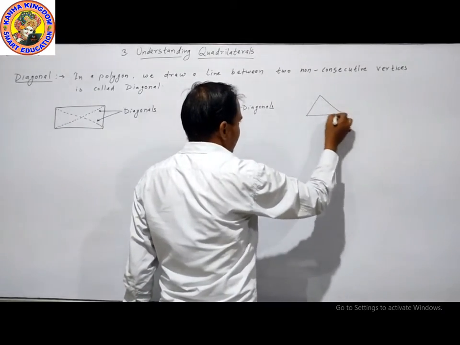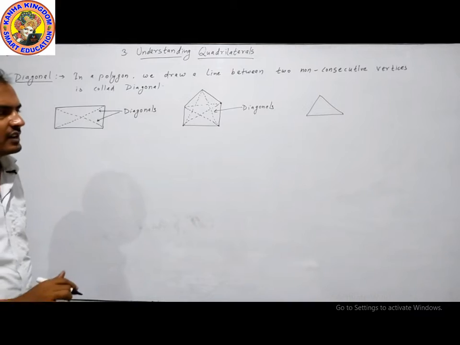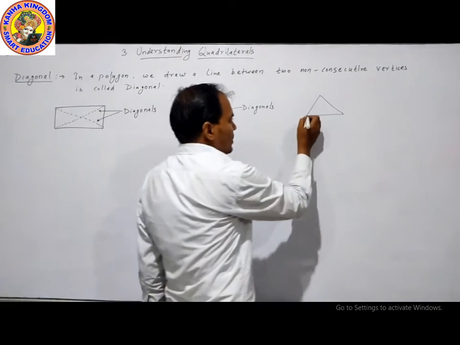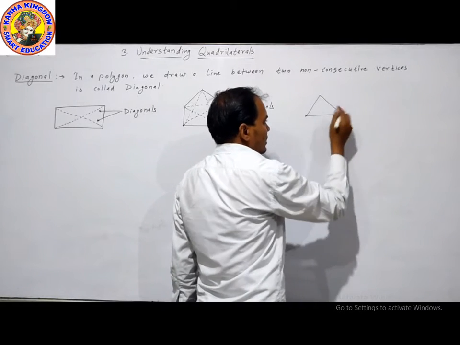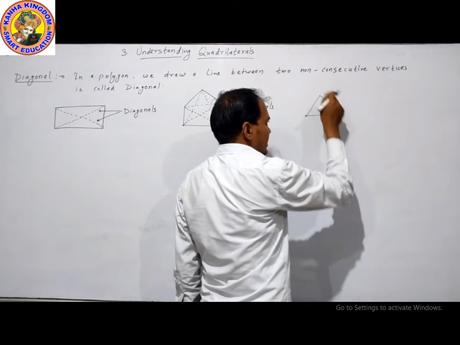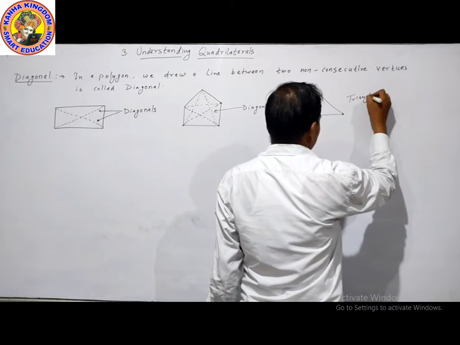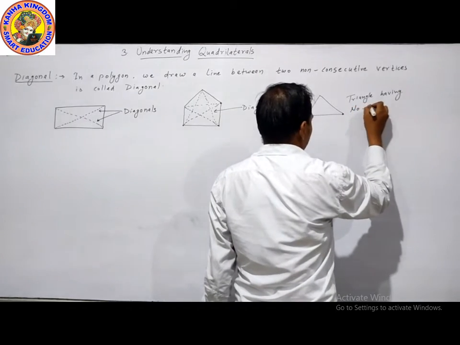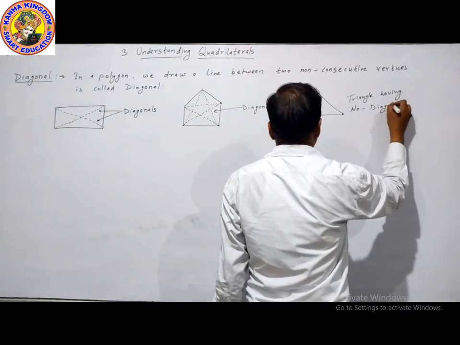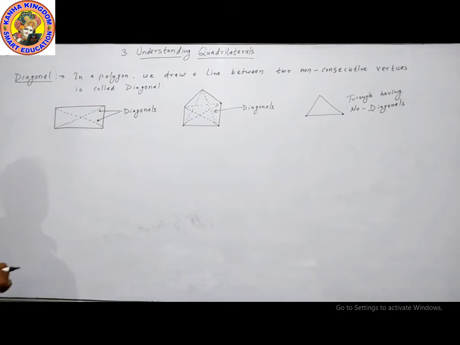This is a triangle which is polygon. Now we want to draw the diagonal. For this vertex, another two are already joined with this. For this vertex, another two vertices are already joined. So triangle having no diagonals, only triangle having no diagonals, other polygons having diagonals. So this is the definition of diagonal.